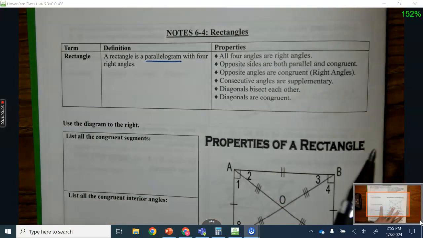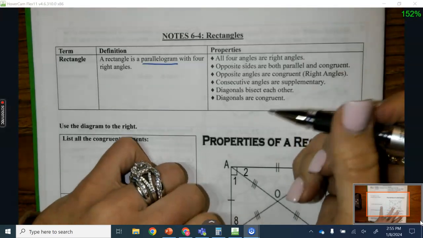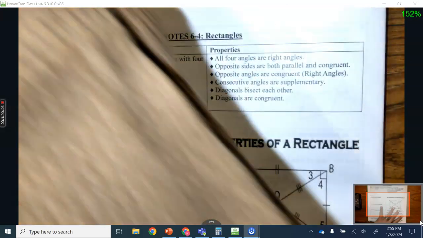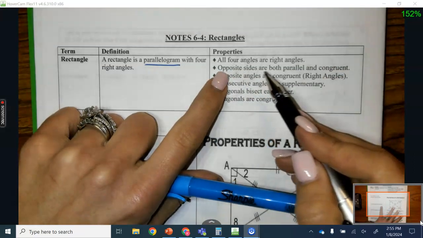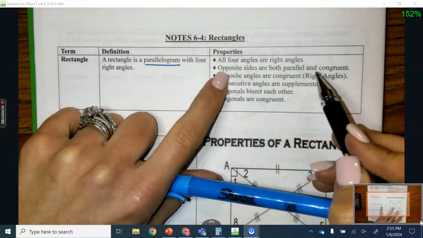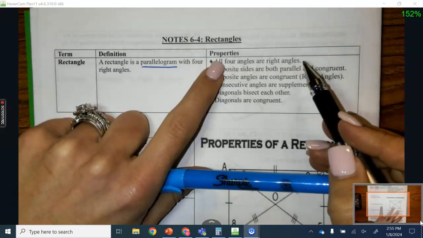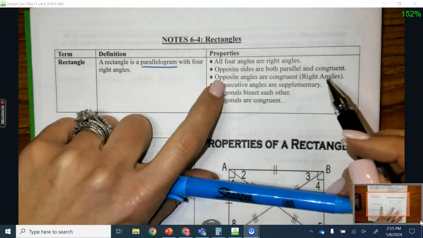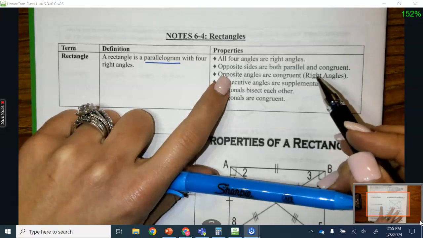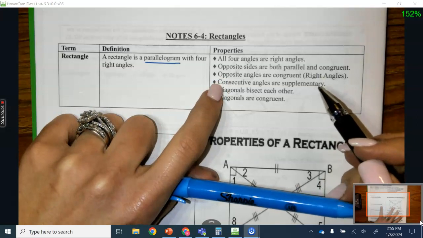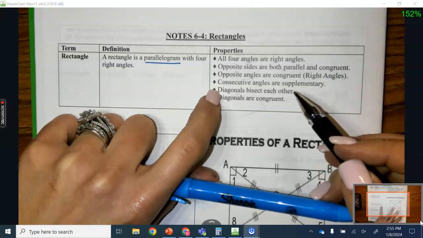A rectangle is a parallelogram, meaning all of the properties that we studied with parallelograms are still true. If you look at our list, opposite sides are both parallel and congruent. That was a parallelogram, right? Right here, by definition, all 4 angles are right angles. Opposite angles are congruent, so that's still true. In this case, they're just all right angles. Consecutive angles are still supplementary. Diagonals still bisect each other.